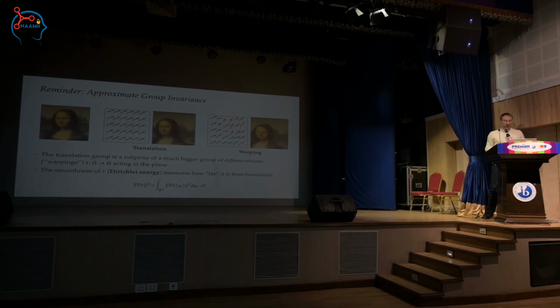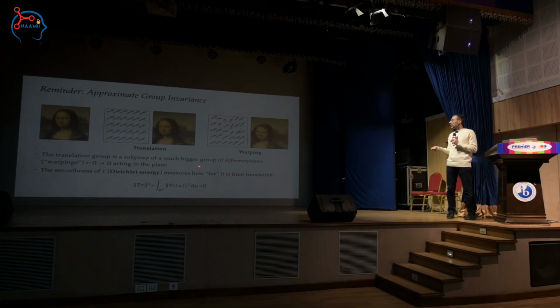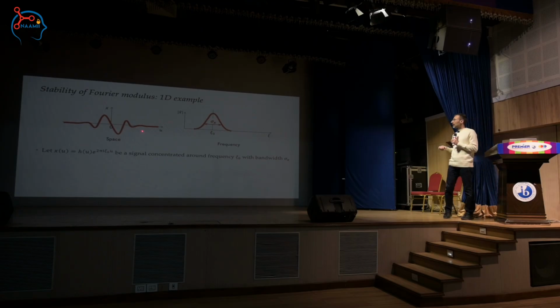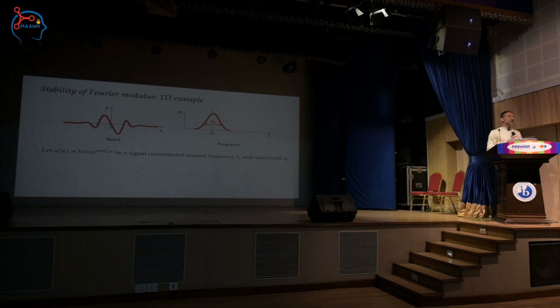What I want to guarantee is that approximate invariance means that if this Dirichlet energy is small, then I want the output of my nonlinear invariant to be approximately the same. And here's an example where this is not true. I can construct examples of signals where the difference is not small.